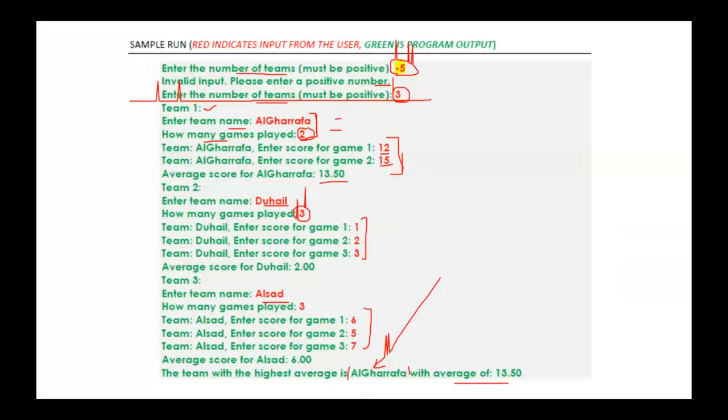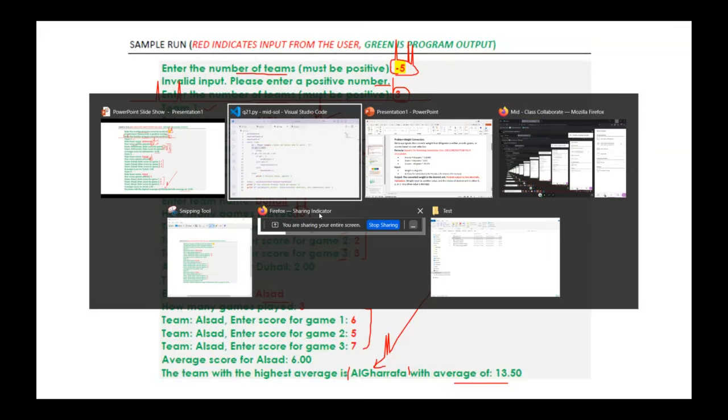So first question, how many teams must be validated using a loop? Then you ask the team name and how many games played. Then you loop dynamically depending on the number of games. And look at the output, enter game 1, 2. Here, for example, 1, 2, 3. So let us see this.